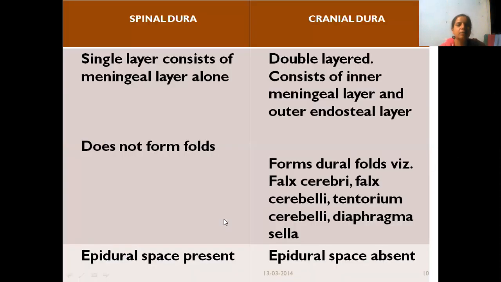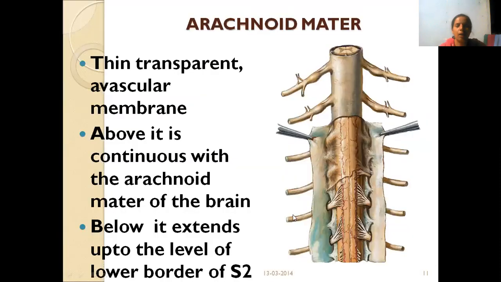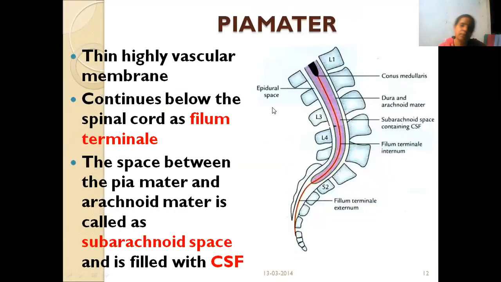Okay. Then see, the pia mater is actually thin when you compare it with the other layers. It is a highly vascular membrane. It continues below the spinal cord as filum terminale. This is the filum terminale, red in color.